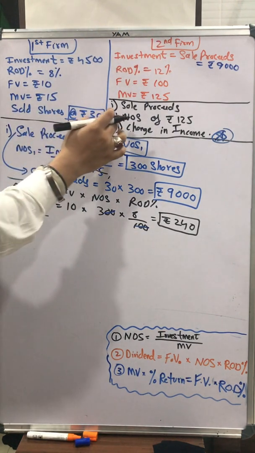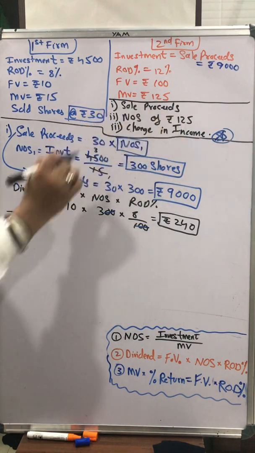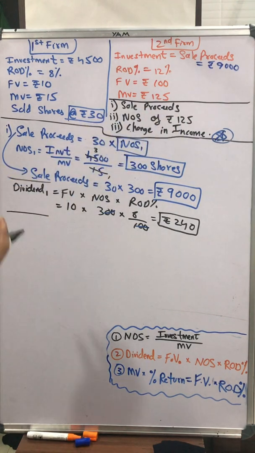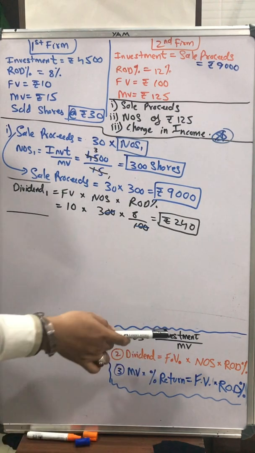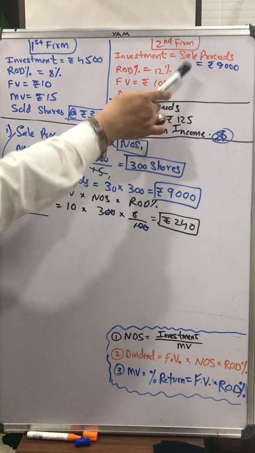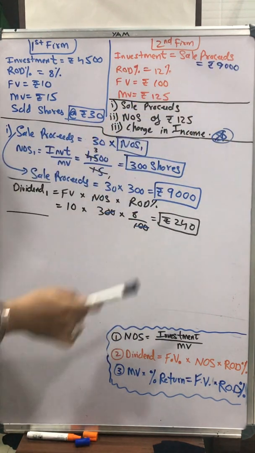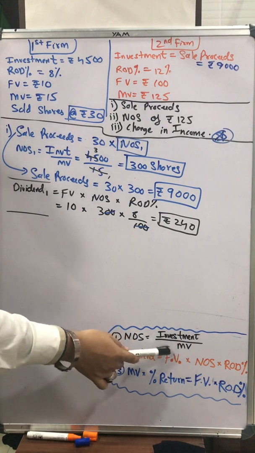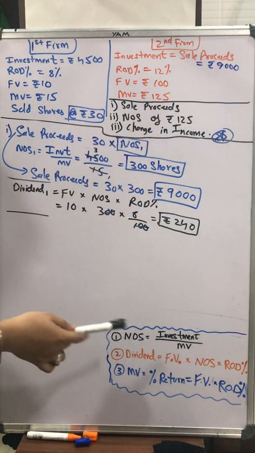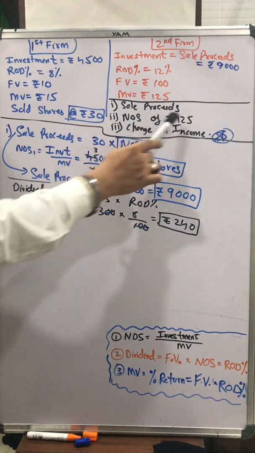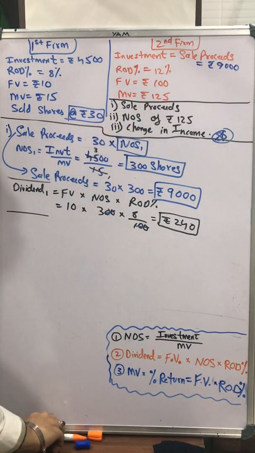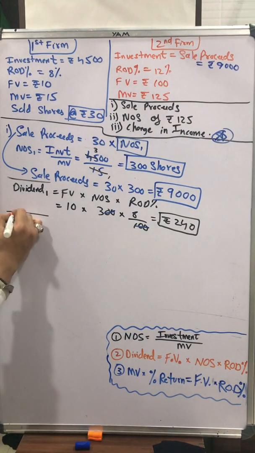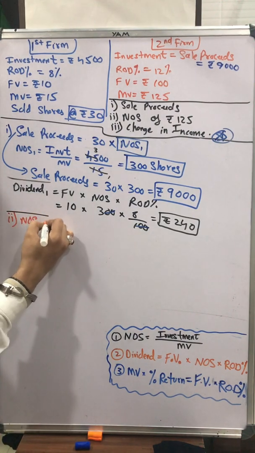The number of shares of rupees 125. What is the formula for number of shares? Formula for number of shares is investment upon market value. So do you all know the investment for the second firm? Yes, it is rupees 9,000. What is the market value of the second firm? Yeah, it's clearly mentioned, 125. So easily we can find out the second sub question. Number of shares of rupees 125. So it's technically the second sub question. Number of shares of the second firm.